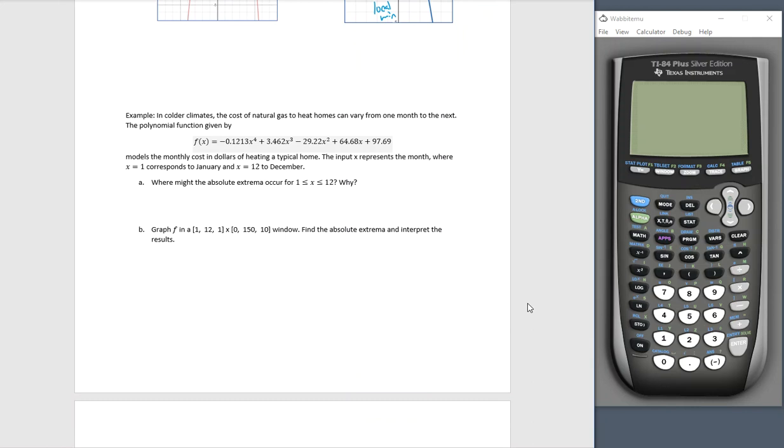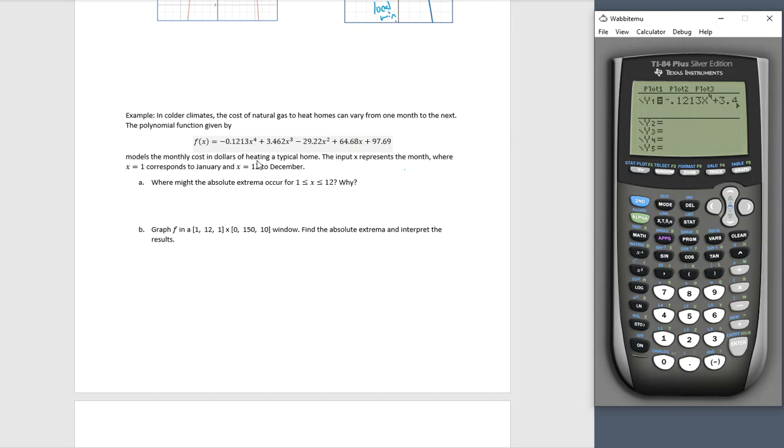In colder climates, the cost of natural gas to heat homes can vary from 1 month to the next. The polynomial function given by this f of x here, f of x equals negative 0.1213 x to the fourth plus 3.462 x cubed minus 29.22 x squared plus 64.68 x plus 97.69. Wow, that's an equation. I have it typed into my calculator already, or else I'd be wasting minutes as I typed it in. I have my function. Okay, great.